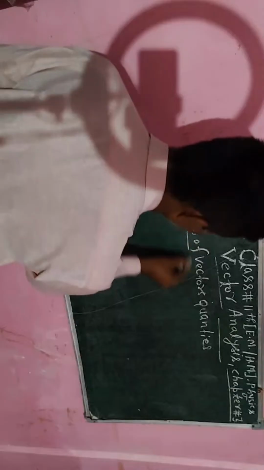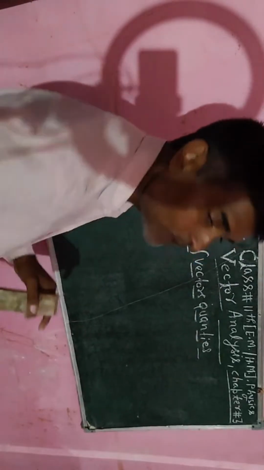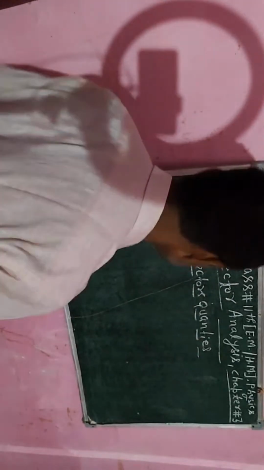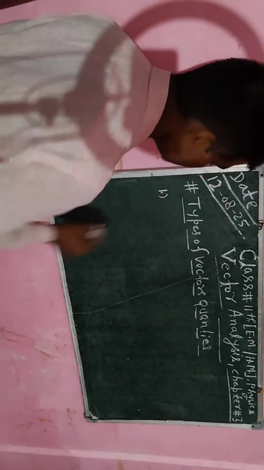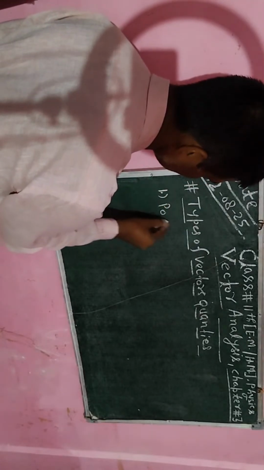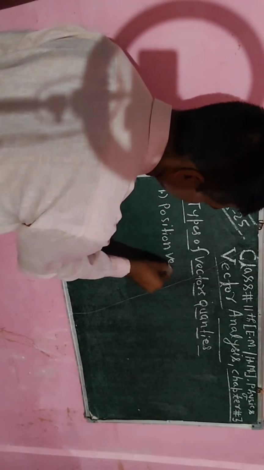Types of vector quantity. There are 14 types of vector quantity, but one by one I will explain and also I will give the example of each vector quantity. First of all, I will say position vector.